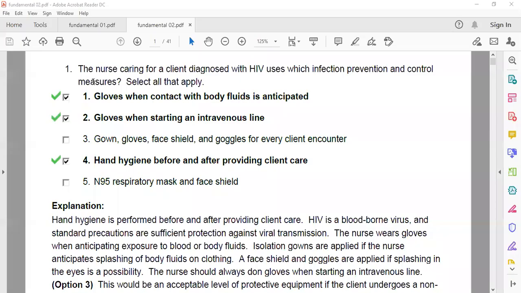So the question here: the nurse is caring for a client diagnosed with HIV. Which infection prevention and control measures should the nurse use? Select all that apply.